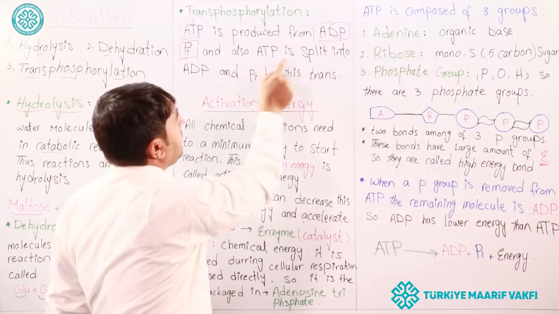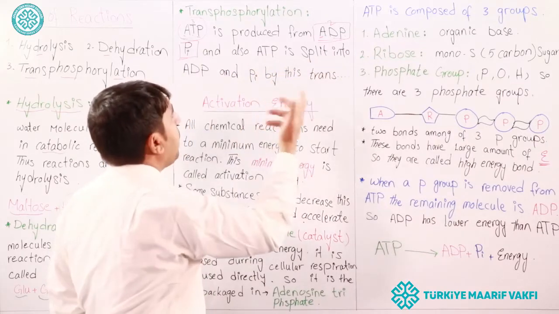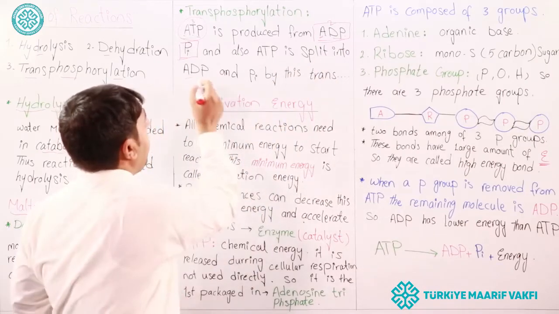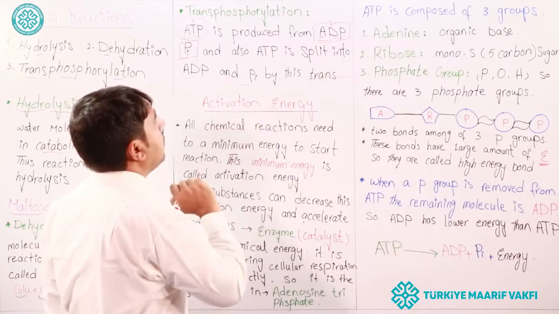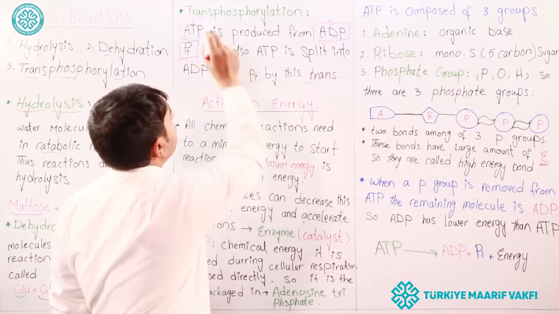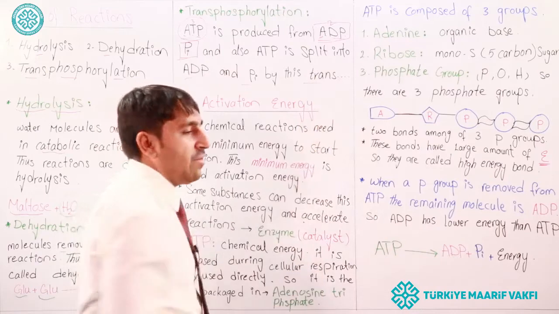And also, if we want to split ATP, we can split it into ADP and phosphate group. By which method? By which reaction? By transphosphorylation reaction.